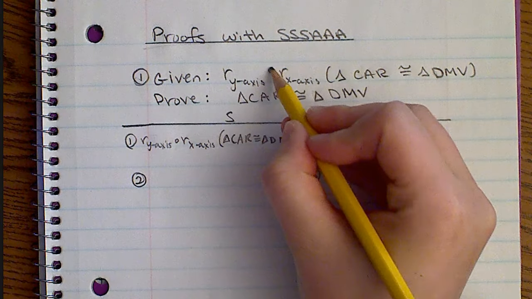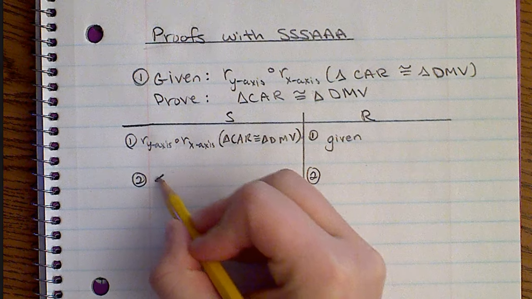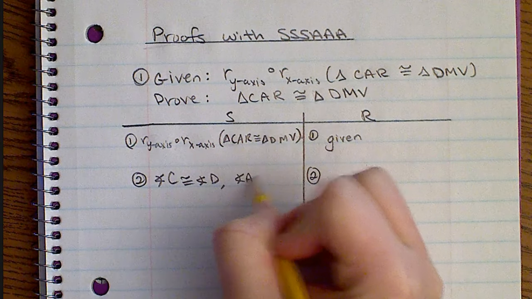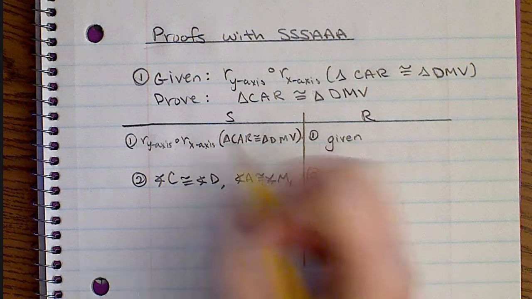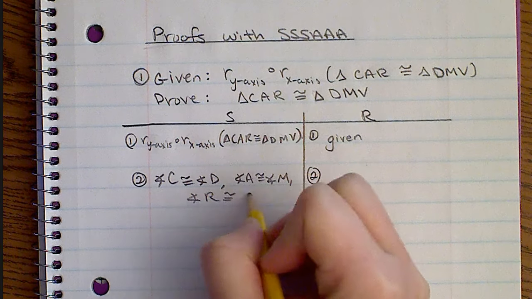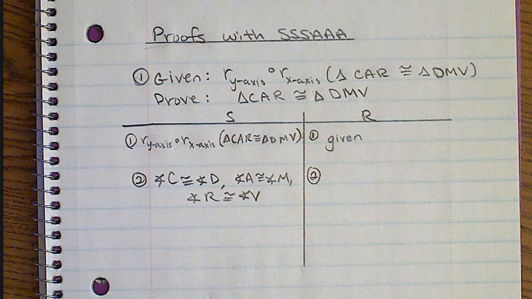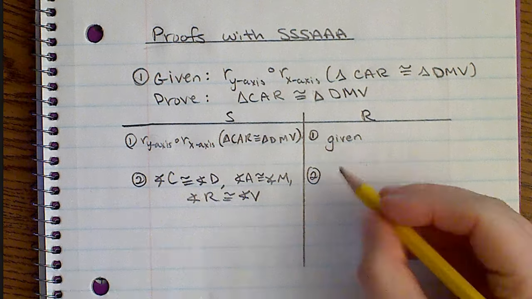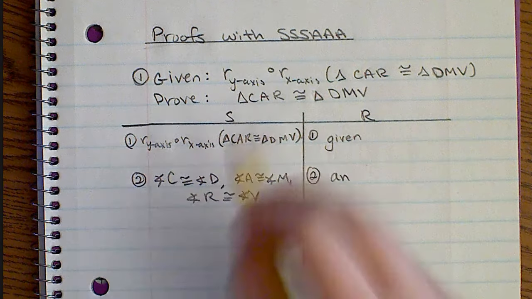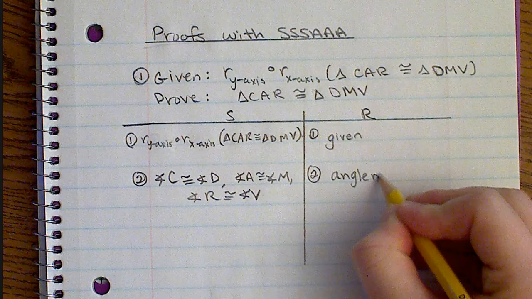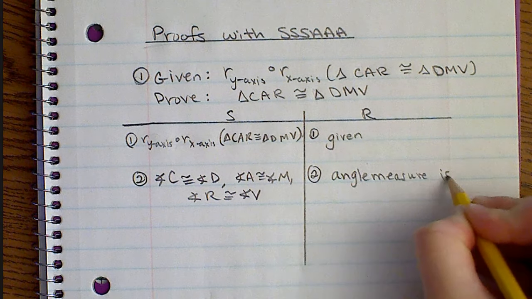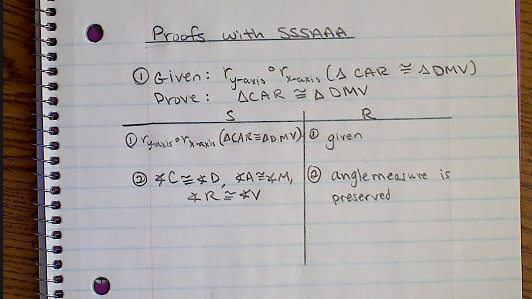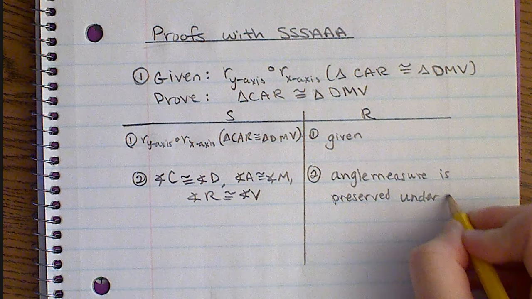So for example, I'm going to list out all my corresponding angles. C is congruent to D, A is congruent to angle M, and lastly, R is congruent to angle B. And the reason why that is true is because this is a reflection, right? So angle, well, it's 2 reflections, really. Angle measure is preserved under reflections.